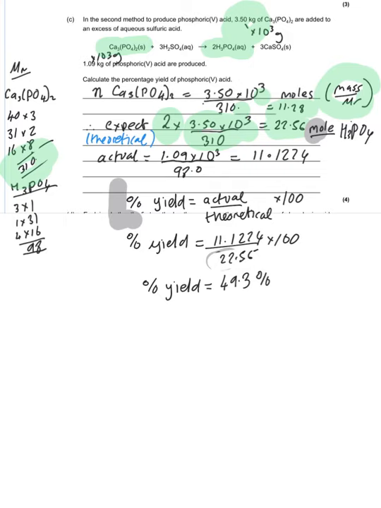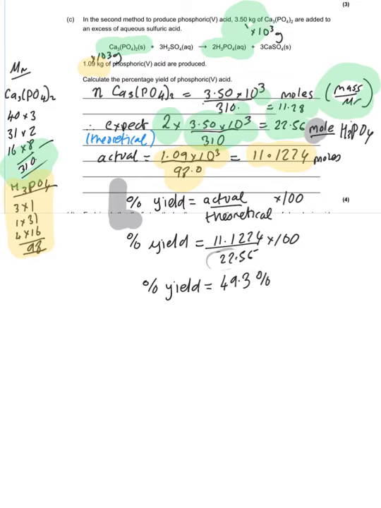Now that is the expected or the theoretical number of moles, but actually what have we got? Well, they've told us that we've actually formed 1.09 times 10 to the 3. Where did the 10 to the 3 come from? Well, it's 1.09 kilograms, so it's 1.09 times 10 to the 3 grams, divided by the Mr, because we're using mass over Mr. There's the Mr of phosphoric acid, and again I've not rounded it down. So this is the actual number of moles, the actual amount of our phosphoric acid that we've made.